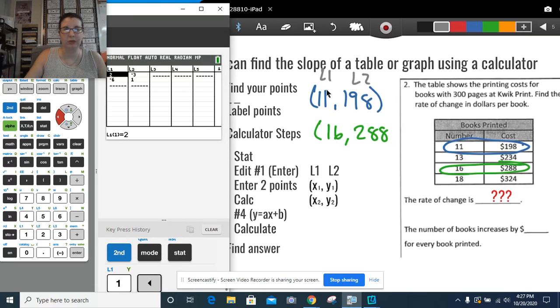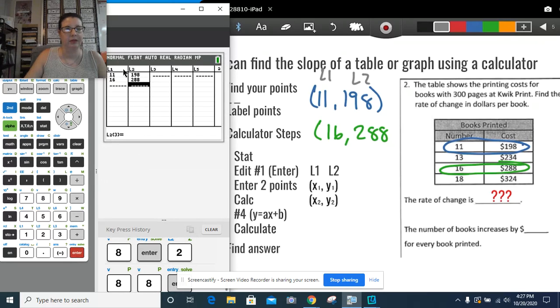So I need to make sure 11 and 16, 11's first, and then 16, and I toggle over to L2, 198, hit enter, 288, and hit enter. Now I make sure that this table lines up and looks like that. 11 and 16, 198, 288, it does.